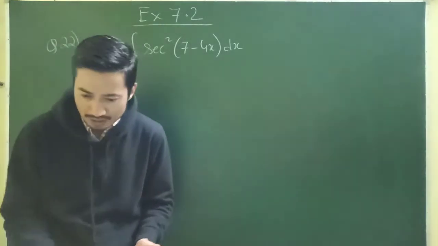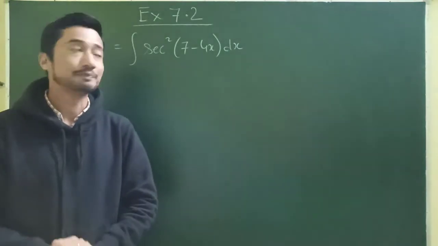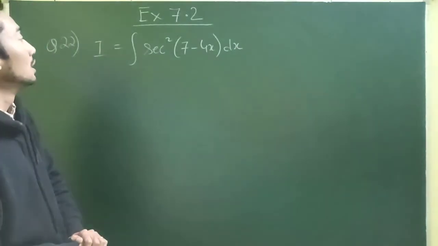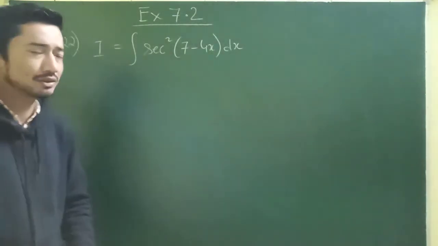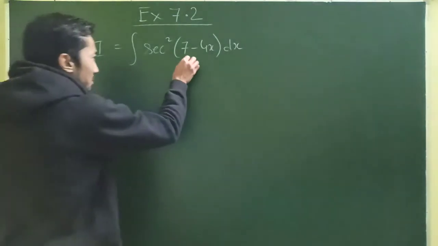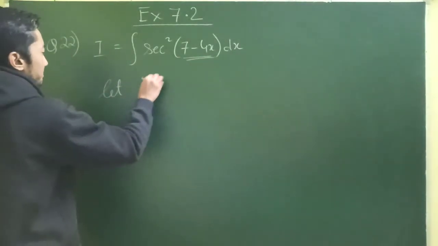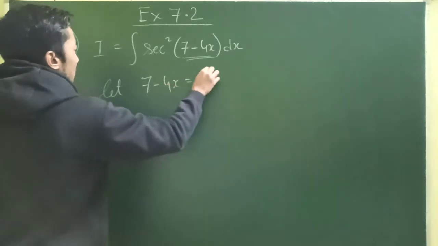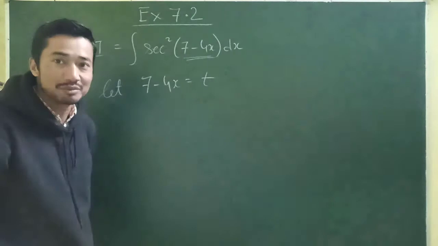So shall we begin? Let's begin with question number 22. Integration by substitution. Integration of sec square of 7 minus 4x. I think that's quite simple because we can just substitute the angle here. So what we can do here is let 7 minus 4x be equal to t. I'm using t here, but it's not that every time you will use t.